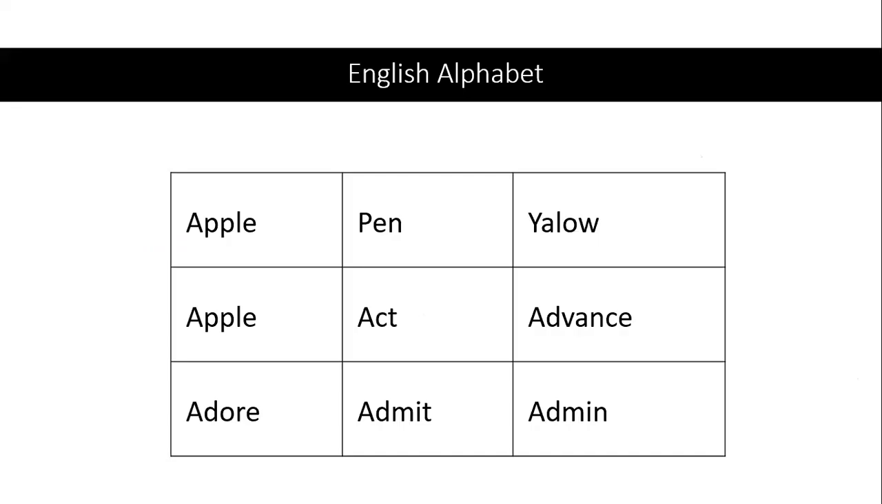Let's have a look. Let's suppose we have the following words. Apple, pen, yellow. عندي ثلاث كلمات. الآن أي كلمة نفترض أنها التي يجب أن تظهر أولاً في القاموس؟ Yes, that's right. Apple. Why? Because apple starts with A. Apple تبدأ بحرف الـ A.